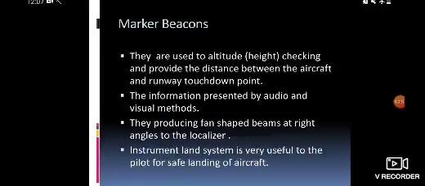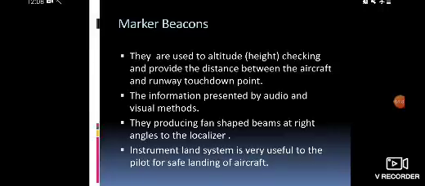And the next one is marker beacons. In order to land the aircraft, the marker beacons tell at which height and at which distance our aircraft is. That can be seen with these marker beacons, which have audio as well as visual methods to give a clear idea of the height of the aircraft. We use fan shaped beams at right angles to the localizer, and we also have some lightings for the marker beacons on our aircraft runways.